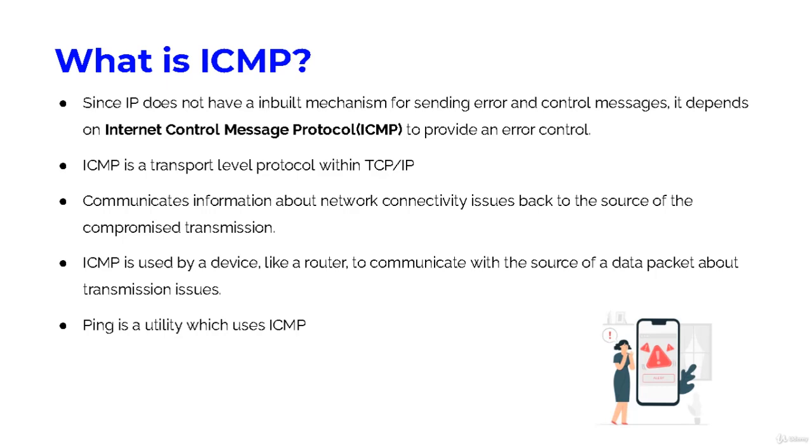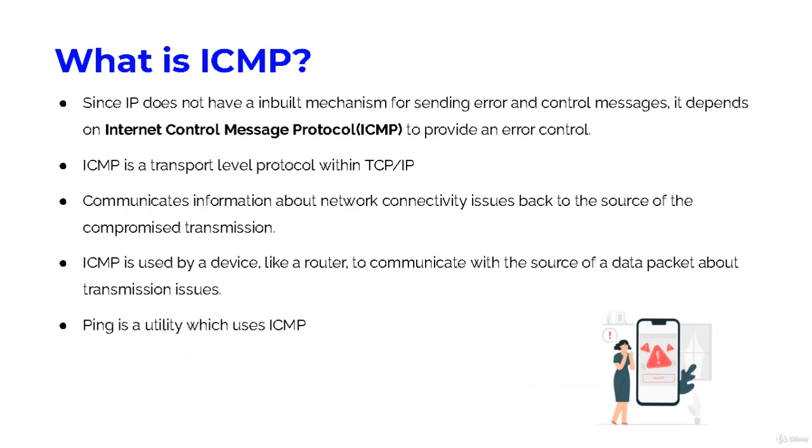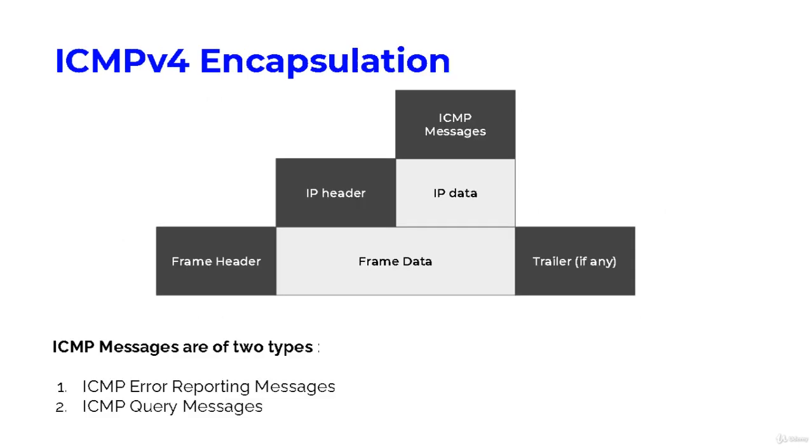ICMP does not attempt to make IP a reliable protocol. It simply attempts to report errors and provide feedback on specific conditions. ICMP messages are carried out as IP packets and are therefore unreliable. So let us start with ICMP v4 encapsulation.